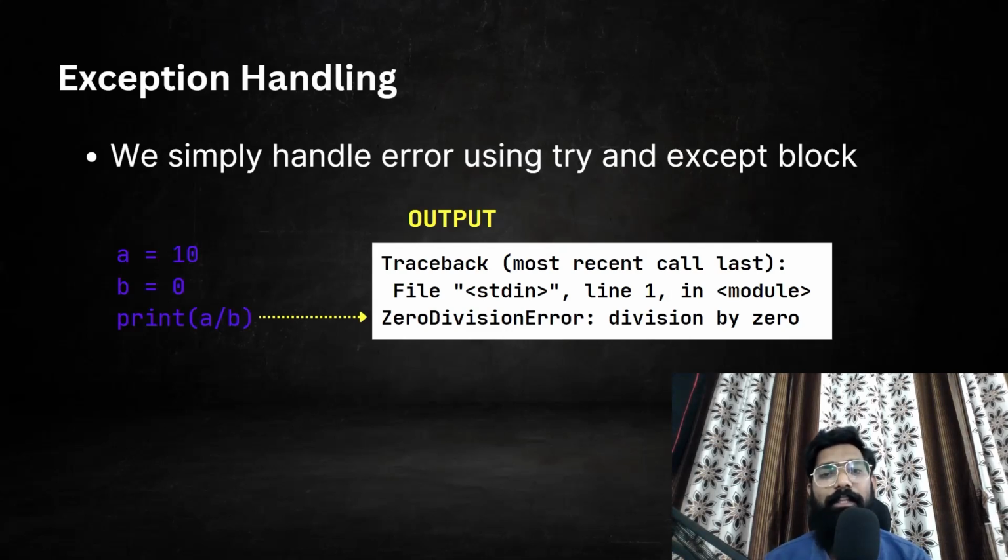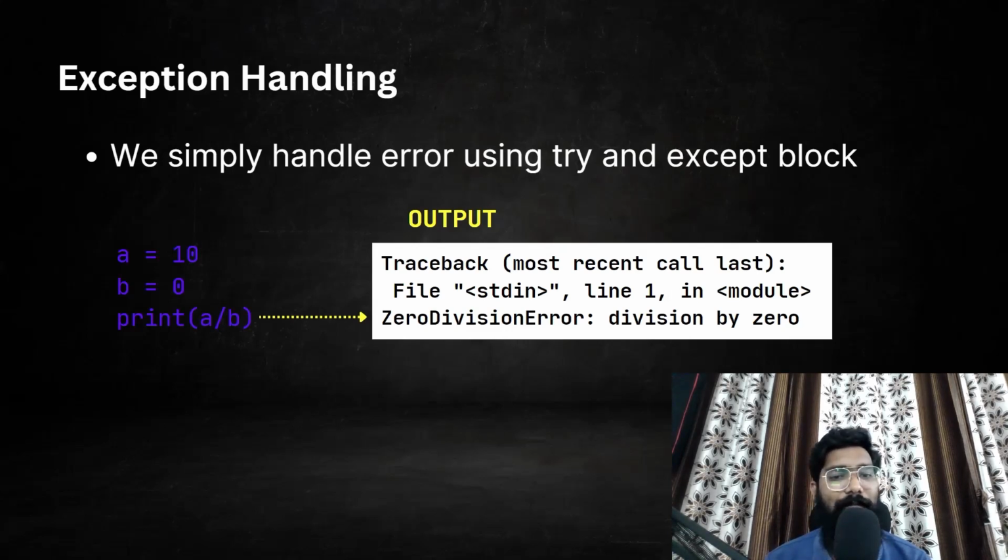To achieve this, we need to use a try and except block. We can see one example on my screen: a equal to 10, b equal to 0, and this is going to end up with a division by 0, because we cannot do that. 10 divided by 0 is not possible, and that's why the program is going to end up with the error ZeroDivisionError, division by zero.